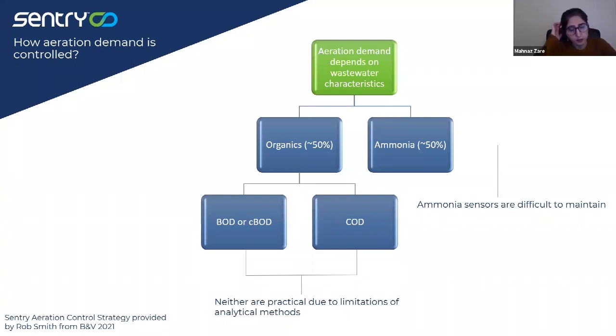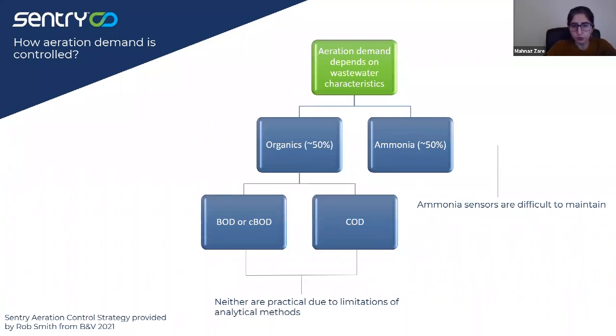Also, due to influent conditions and the conditions of the headworks, it is very difficult to maintain ammonia sensors, and sometimes it results in failed probes. So controlling aeration demand based on these two characteristics is not always practical.